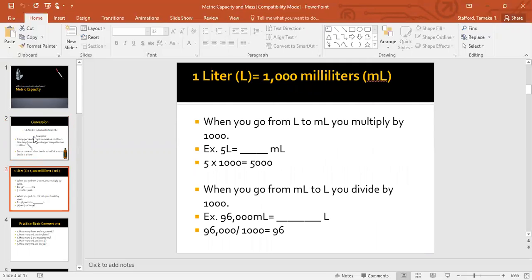When you go from liters to milliliters, you're going to multiply by 1,000. So for example, if you have 5 liters, that would be 5 times 1,000, which would equal 5,000 milliliters. When you go from milliliters to liters, you divide by 1,000. So for example, if you have 96,000 milliliters, you're going to divide that by 1,000 and you would get 96 liters.